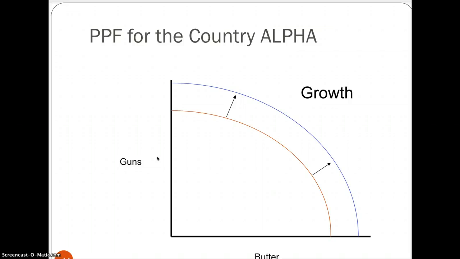Now notice once we have this growth, you can now make more guns and more butter, because there is actual productivity growth. One thing to keep in mind is if there was a destruction of capital, or a destruction of land, whatever that might be, that might cause the PPC to shift to the left.